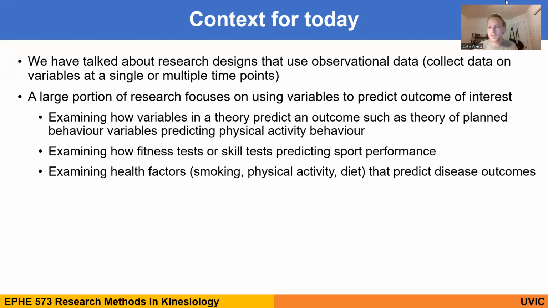And then a lot of research in epidemiology examines how different health factors and different health behaviors predict disease outcomes. There's tons of research on the relationship between smoking and all-cause mortality, physical activity and all-cause mortality, and obviously a little bit more challenging to assess, but also people's diets and the types of foods they consume and how that predicts disease outcomes.